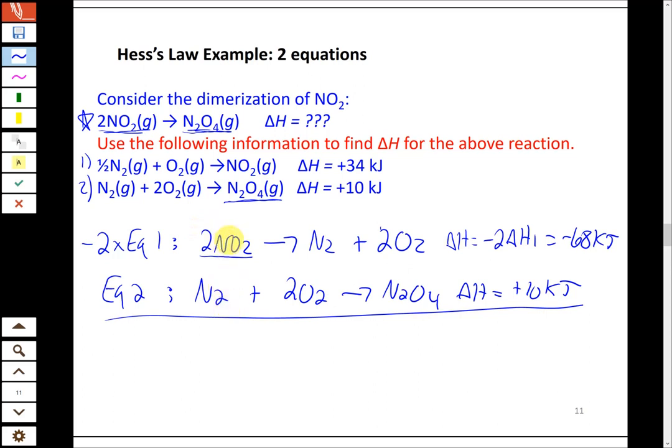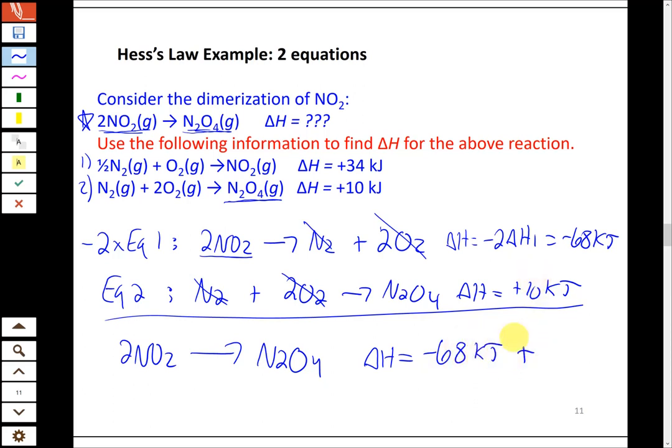So what we have here is on the reactant side we have 2 NO2s. From the second equation we have N2 and 2O2, but they're going to cancel out with the N2 plus 2O2 that's up here. So this N2 cancels out because it's on both sides of the arrow. 2O2s cancel out because they're on both sides of the arrow. And then the only product that's left on the right side is N2O4. Okay, so that produced the exact equation we were interested in, the dimerization of NO2. And so now the delta H is just the sum of those two. The modified delta H1 that we got from the first one, and the second delta H, which is plus 10 kilojoules, that was unmodified, and we get minus 58.